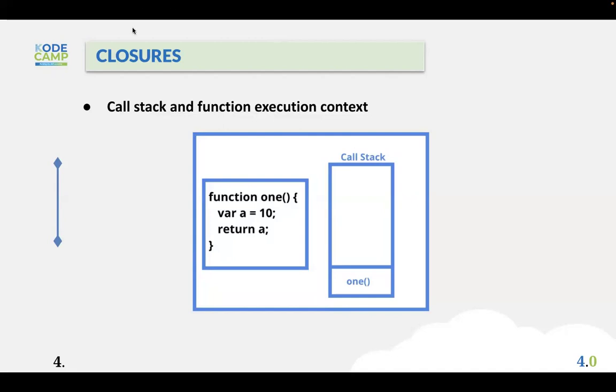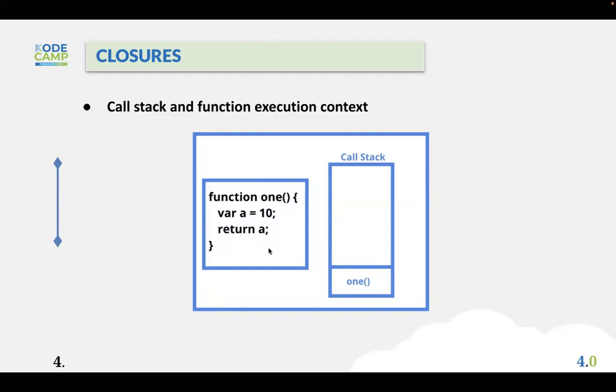So for example, we have this function. This blue border here, the outer one, is our global execution context. And this inner one here is our function, named one. It is a functional execution context, which is a local execution context, also known as a local frame. And this outer one is known as the global frame.